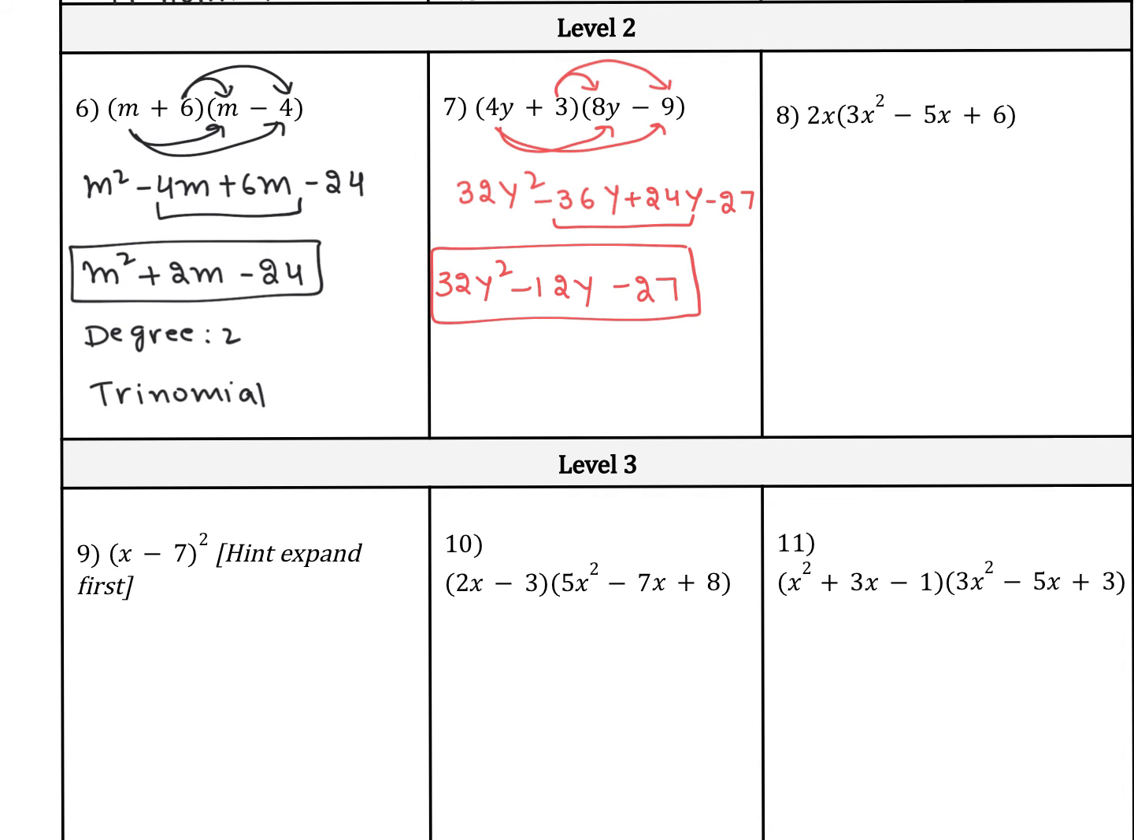The last one looks different, but it's actually easy. You just multiply or distribute this 2x with the whole bracket inside. So 2 times 3 is 6. And x times x to the power 2 is x to the power 3. 2x times 5x is 10x squared. And 2 times 6 would be 12x. In this case the degree is 3, and this is going to be a trinomial.